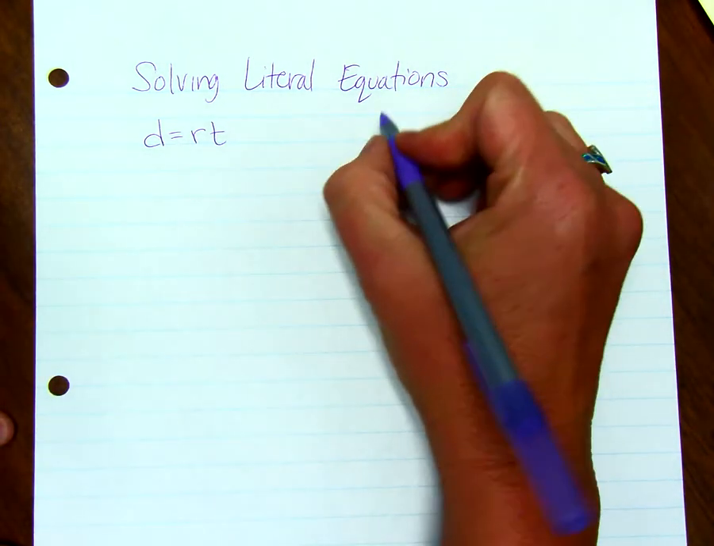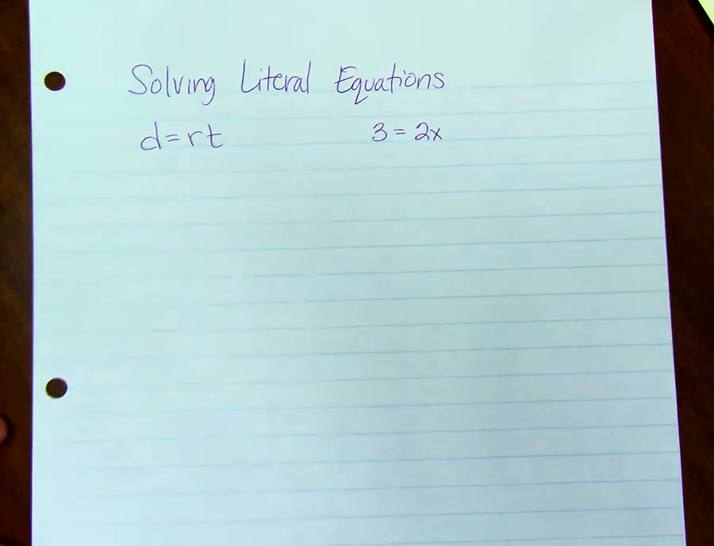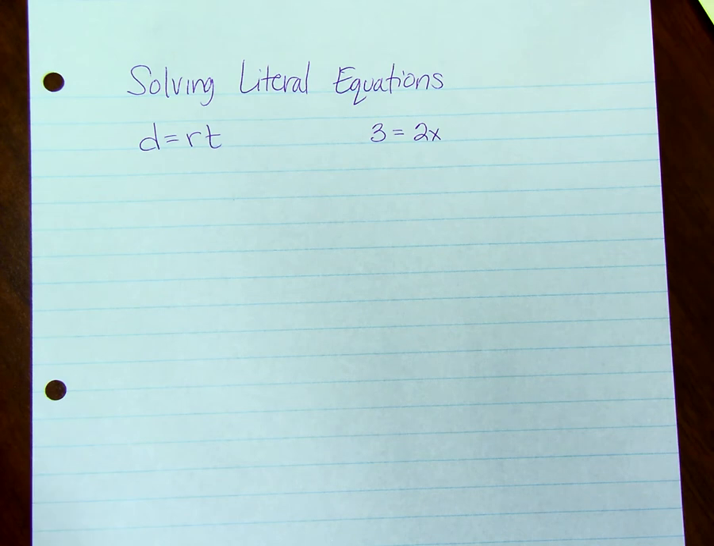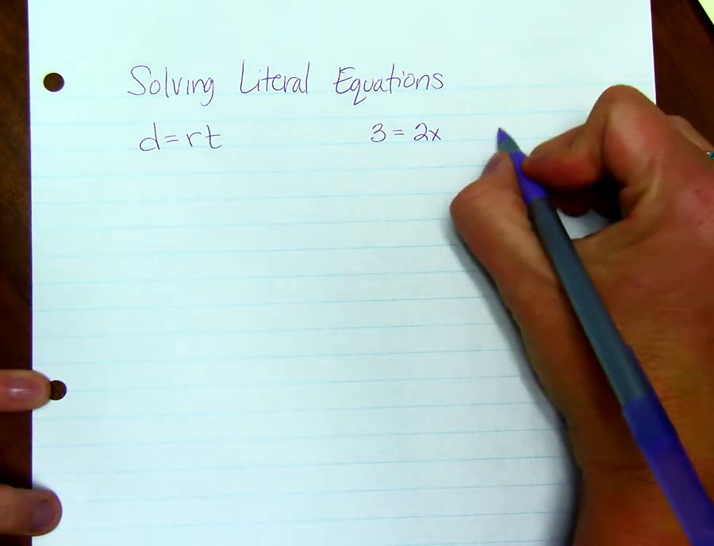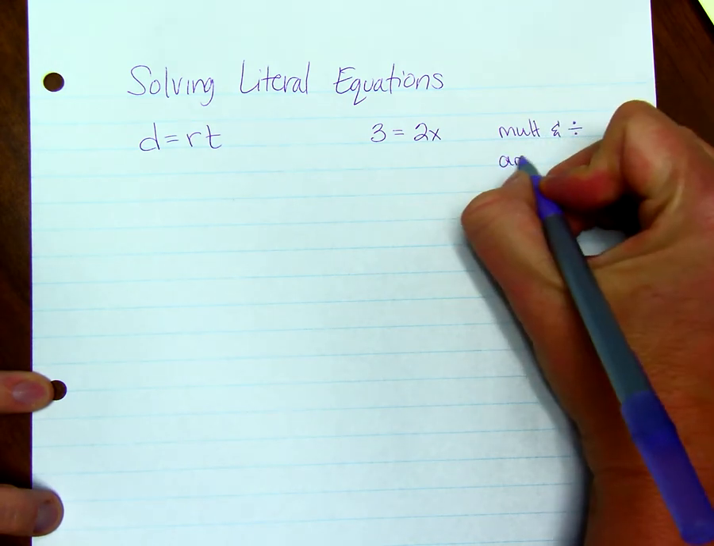Let's say we have this equation 3 equals 2 times x. We've talked in the past about isolating the variable, getting it all by itself. So let's say we wanted to get x by itself. We do what's called inverse operations. So one thing to remember is that multiplication and division are inverse operations.